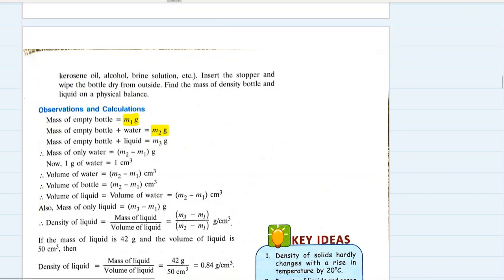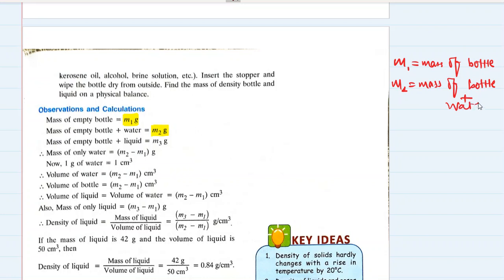Now remember, I'm going to write it again. M1 is the mass of bottle, M2 is the mass of bottle plus water. Can you tell me what is the mass of only water? The mass of only water is M2 minus M1. See, it is written over here.